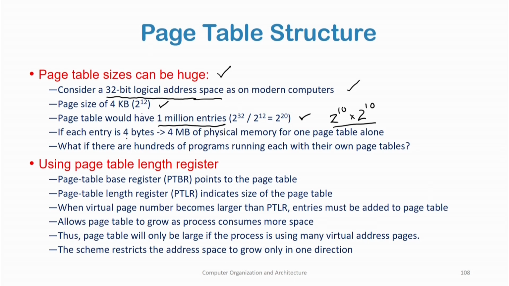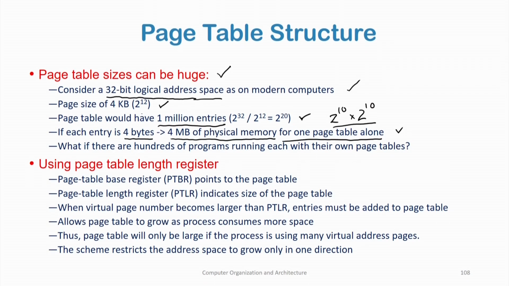Now, each page table entry is 4 bytes. Typically page table entries are 32 bits, as we discussed. Therefore, we will have 4 MB of physical memory required for one page table. Now, we have a separate page table for each process. For one process we will require 4 MB, and these page tables are resident in the physical memory. So, for one process we will consume 4 MB of space just for storing the page table.